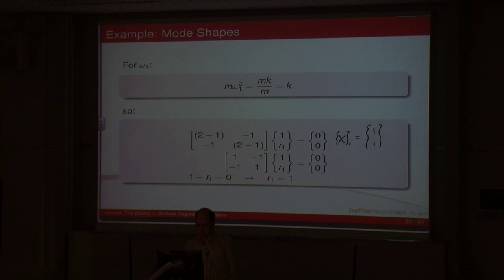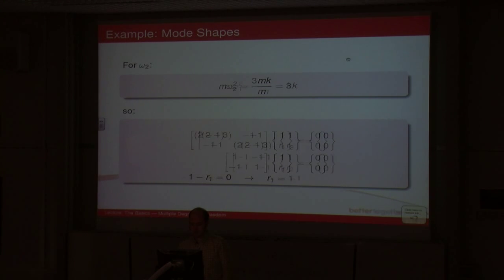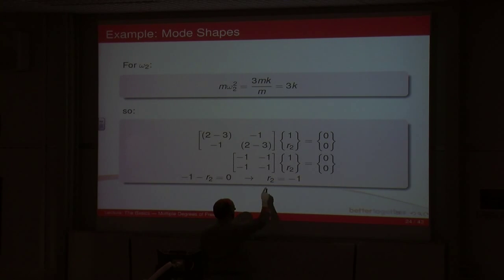We stick in omega 2 to solve for R2. Let's go through. Omega 2 is root 3k upon m. You stick it into the equation, m times omega 2 squared, you get 3. Okay, so now we have minus 1, minus 1, minus 1, minus 1, 1 over R2, and you end up finding R2 is minus 1.